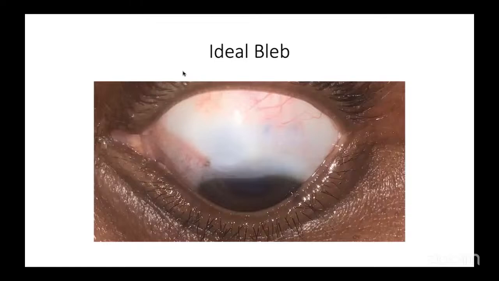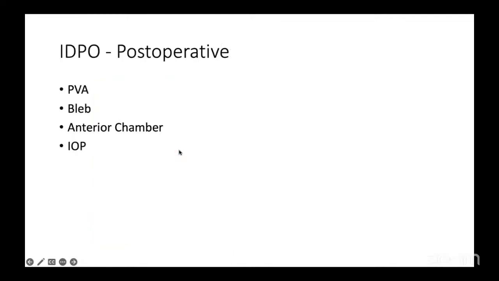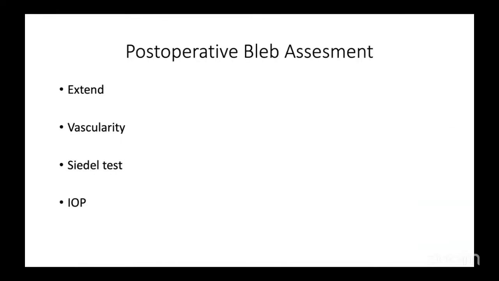And now you can see this bleb has a good mixture of vascular and avascular areas. We don't want it to be completely avascular, and we don't want it to be vascularized. And usually the vascularization is relative to the adjacent conjunctiva. As you can see here, versus here, this is avascular compared to this side. But this is what we do after trabeculectomy. We want to check the vision, the bleb, the AC, and the IOP. But let me talk a little bit about the postoperative bleb assessment.